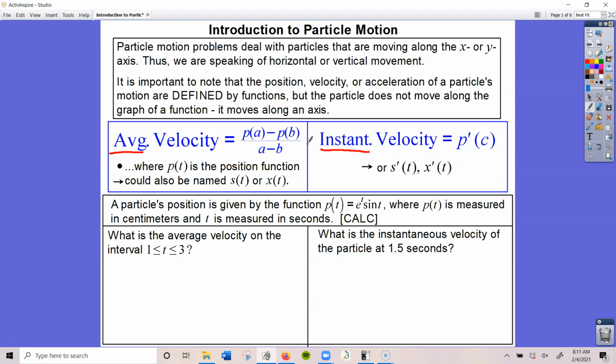So that's a difference, and that's going to be for both velocity and acceleration. Average would be the slope of the secant line. Instantaneous would be the slope of the tangent line.